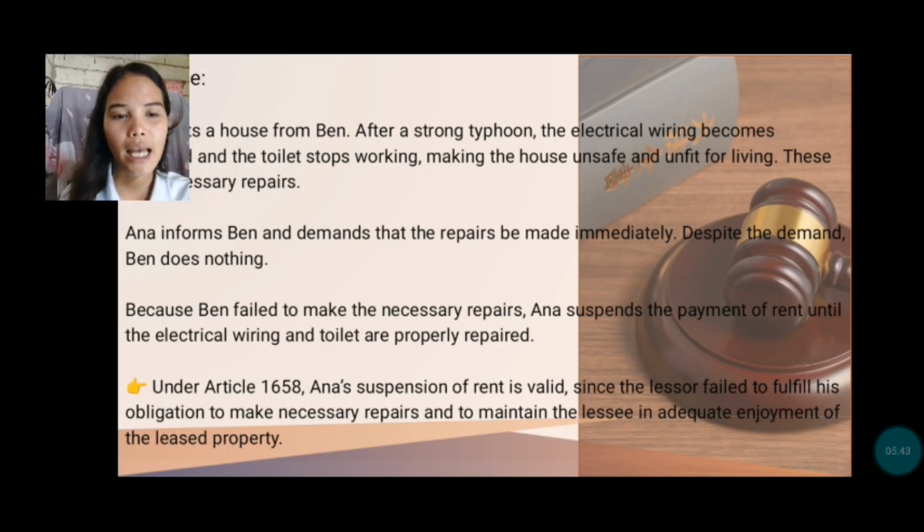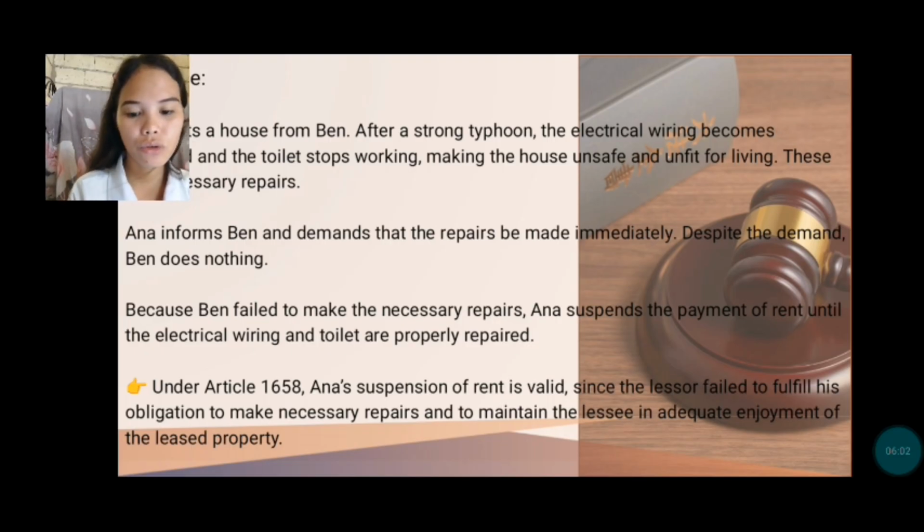Under Article 1658, Anna's suspension of rent is valid since the lessor failed to fulfill his obligation to make necessary repairs and to maintain the lessee in adequate enjoyment of the leased property. So, Article 1658 allows a lessee to suspend rent payment if the lessor fails to make necessary repairs or maintain peaceful enjoyment of the property. But this suspension requires prior notice and is effective only until the issue is resolved.